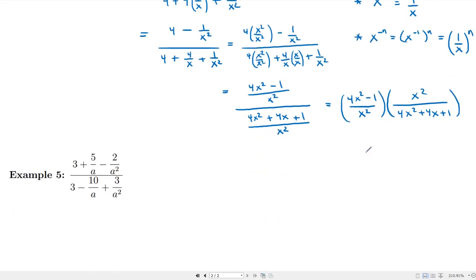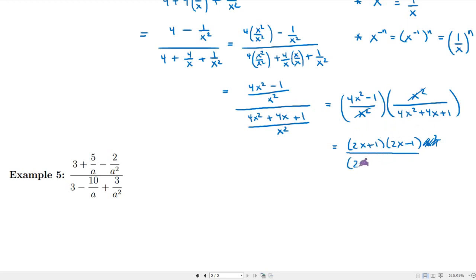So what can we factor out of here? So this is a difference of squares. That's 2x plus 1, 2x minus 1, x squared. Well, these x squareds reduce. We could just get rid of those right away. Right, they're gone. And then this, does this factor?